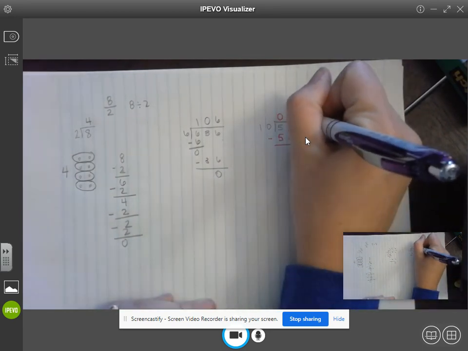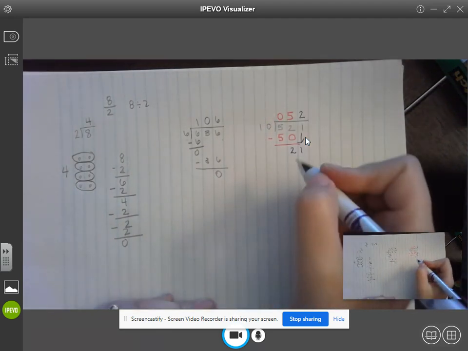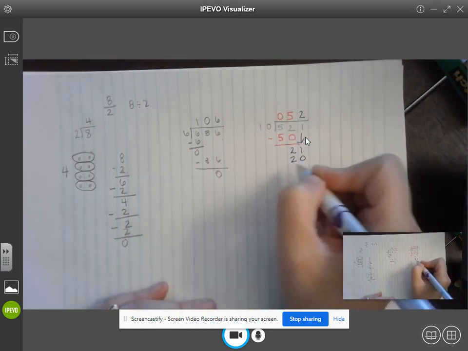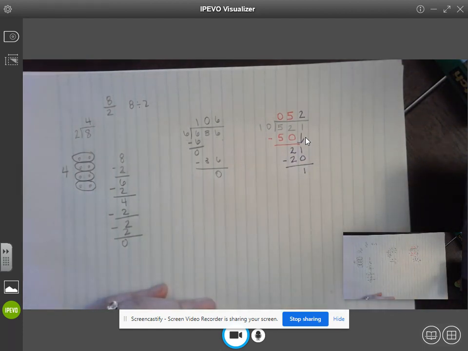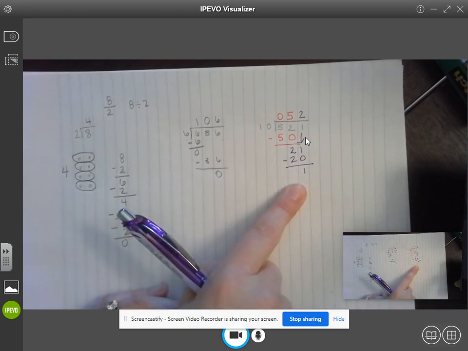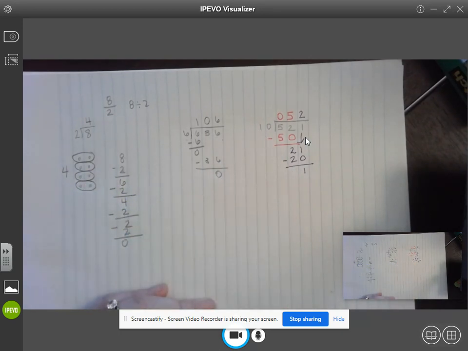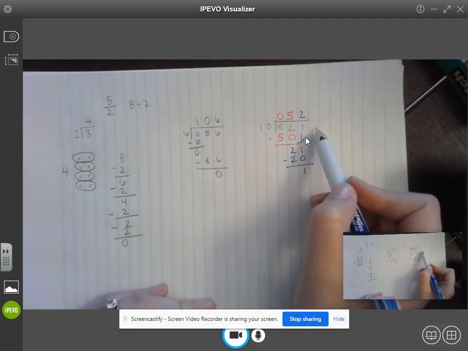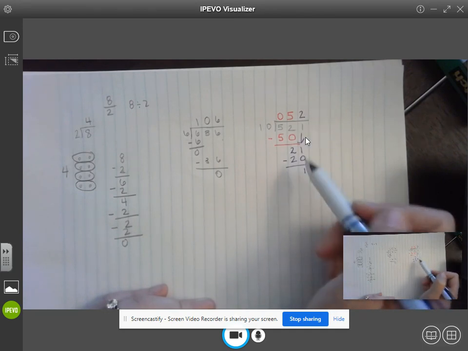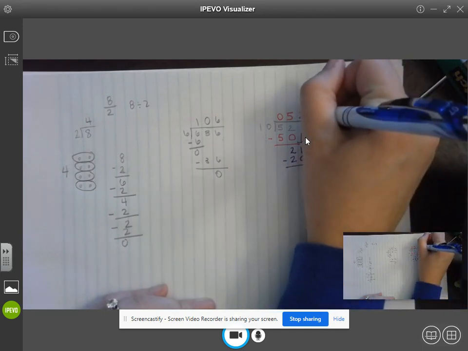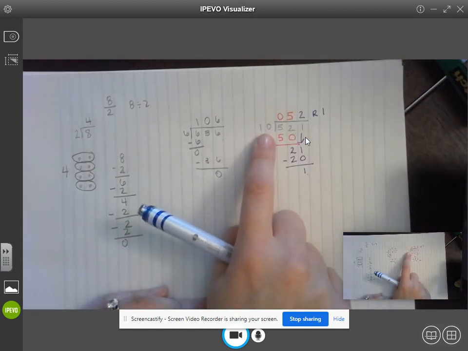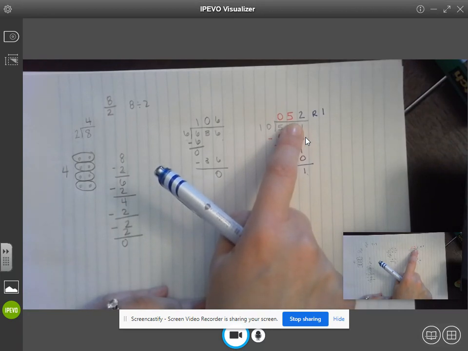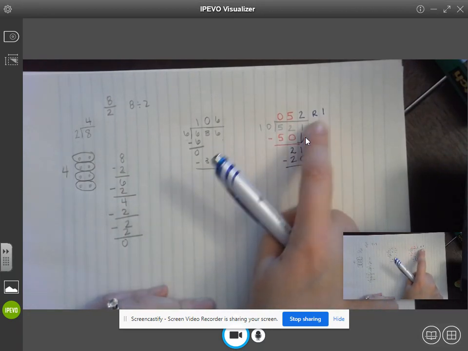So let's put a 2 up here to say 2 times 10. That gets me 20. I'll subtract them and get 1. Can 10 go into 1? If I do 1 minus 10, I'm going to go way past 0, so we can't divide it. But we've run out of numbers here to drop down. So our response is to call this our remainder. 52 with a remainder of 1. In other words, we could do 10 times 52 and then add 1 to get to that number.